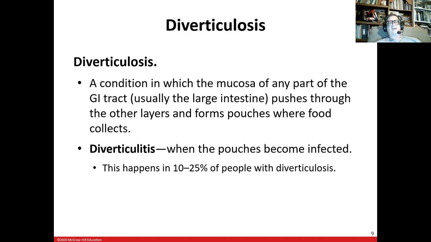That by itself is not a huge deal, but it can get impacted, it can get infected and inflamed. Itis means inflamed, so diverticulitis is the inflammation of these little diverticula. Having the diverticula is diverticulosis. You see itis, it's inflamed. And between 10% and a quarter of the people who have the sacs, who have diverticulosis, form diverticulitis. They get inflamed.